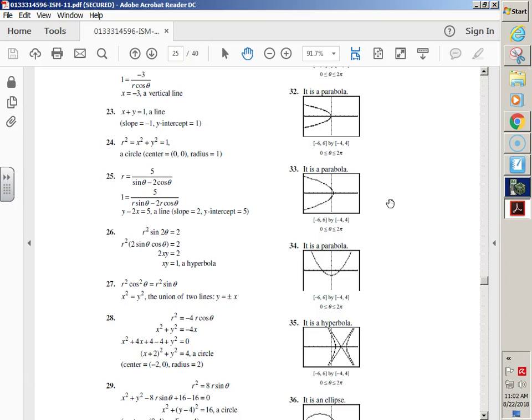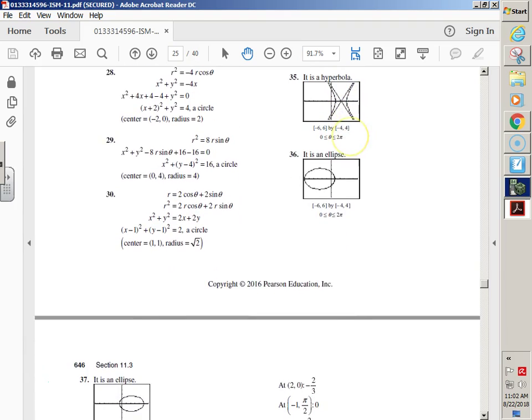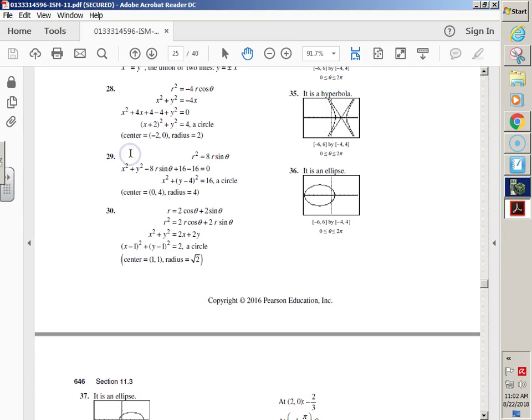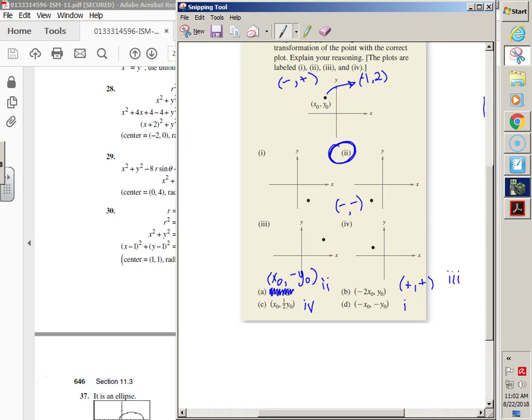Sorry, has anyone listened to the video? 29 gave you r equals 8 sine theta, right? Okay. They decided to be super creative and take the r equals, sorry, Mrs. Christensen changed the setting and I thought it was fine, but it ended up not being fine.